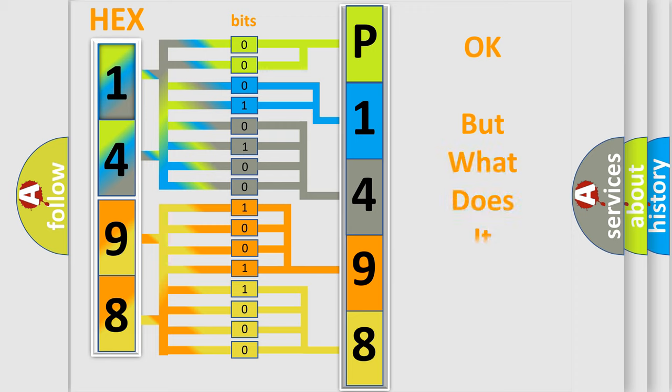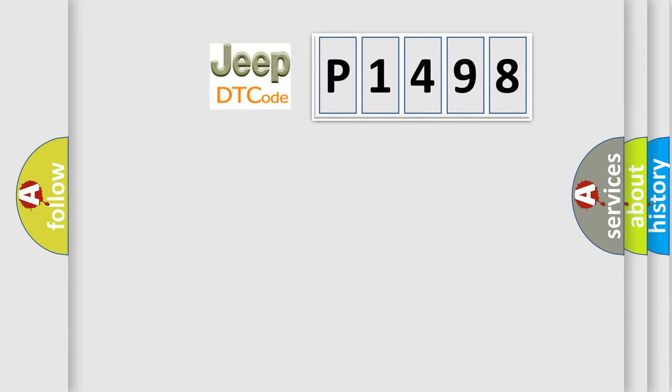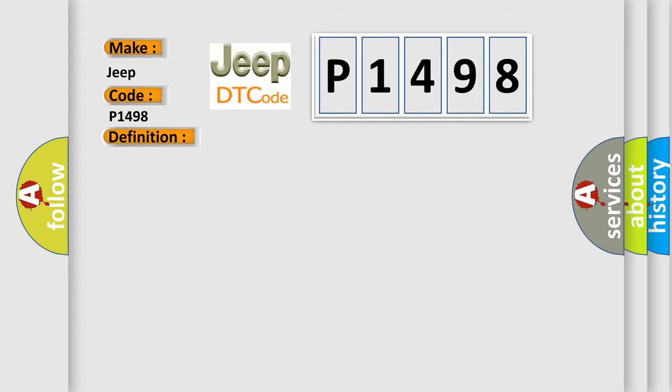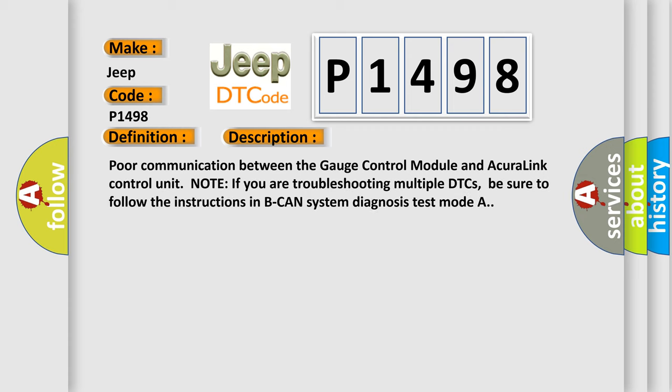The number itself does not make sense to us if we cannot assign information to what it actually expresses. So, what does the diagnostic trouble code P1498 interpret specifically for Jeep car manufacturers? The basic definition is: gauge control module lost FCAN communication line error with AcuraLink control unit XM receiver. And now this is a short description of this DTC code: poor communication between the gauge control module and AcuraLink control unit.